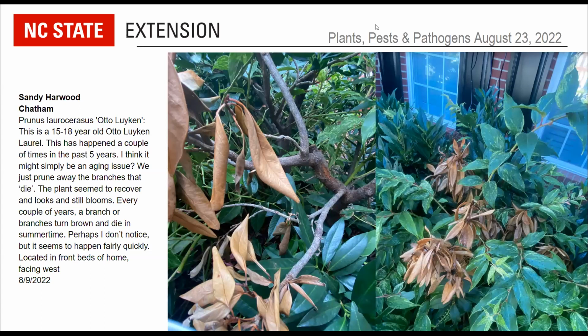So a lot of good ancillary information there about where the plants are located, the aspect, and so forth. I have seen something like this on some plants here on campus and not been able to figure out what it was.